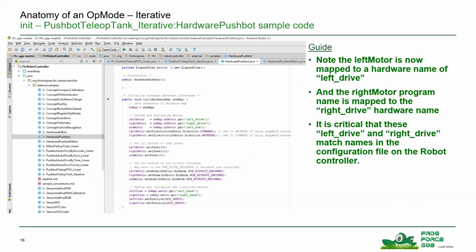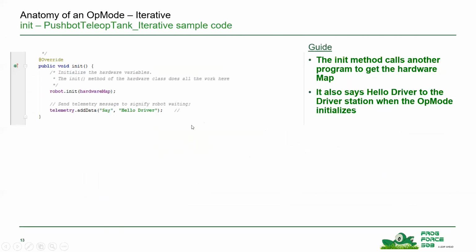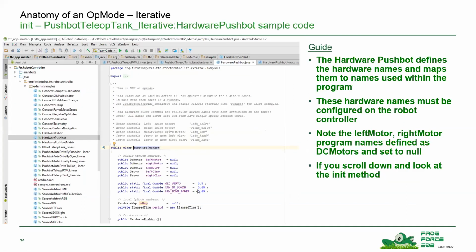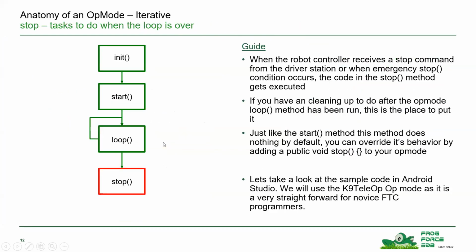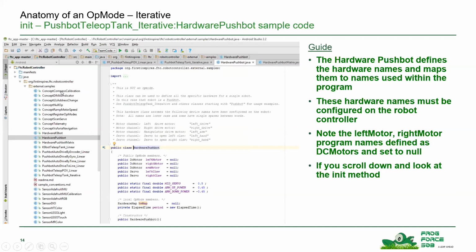Okay, so here's the hardware pushbot code. And you remember in here, we have robot.init hardware map on this side. So what is this doing? That's what we're going to see right now. This class hardware pushbot defines the hardware names and maps the names used within the programs. What this means is, you see this left motor, right motor, arm motor, left claw, right claw. Just naming it this doesn't mean anything.